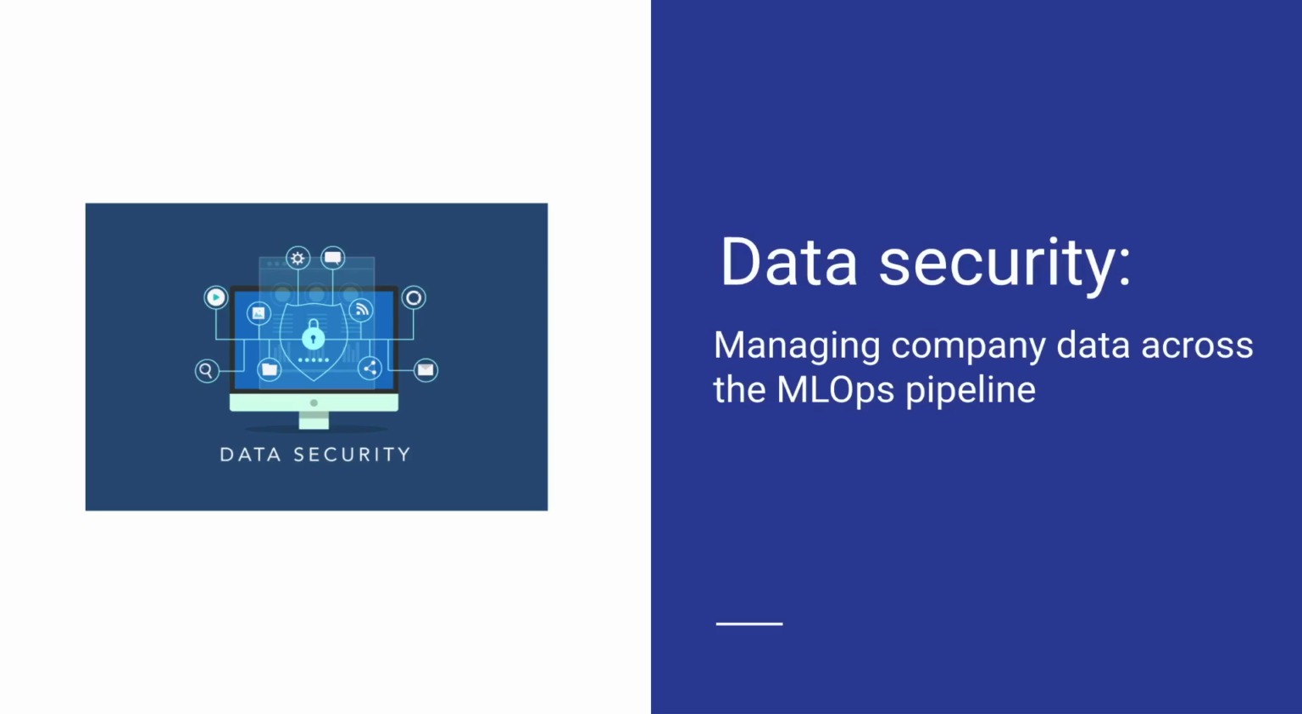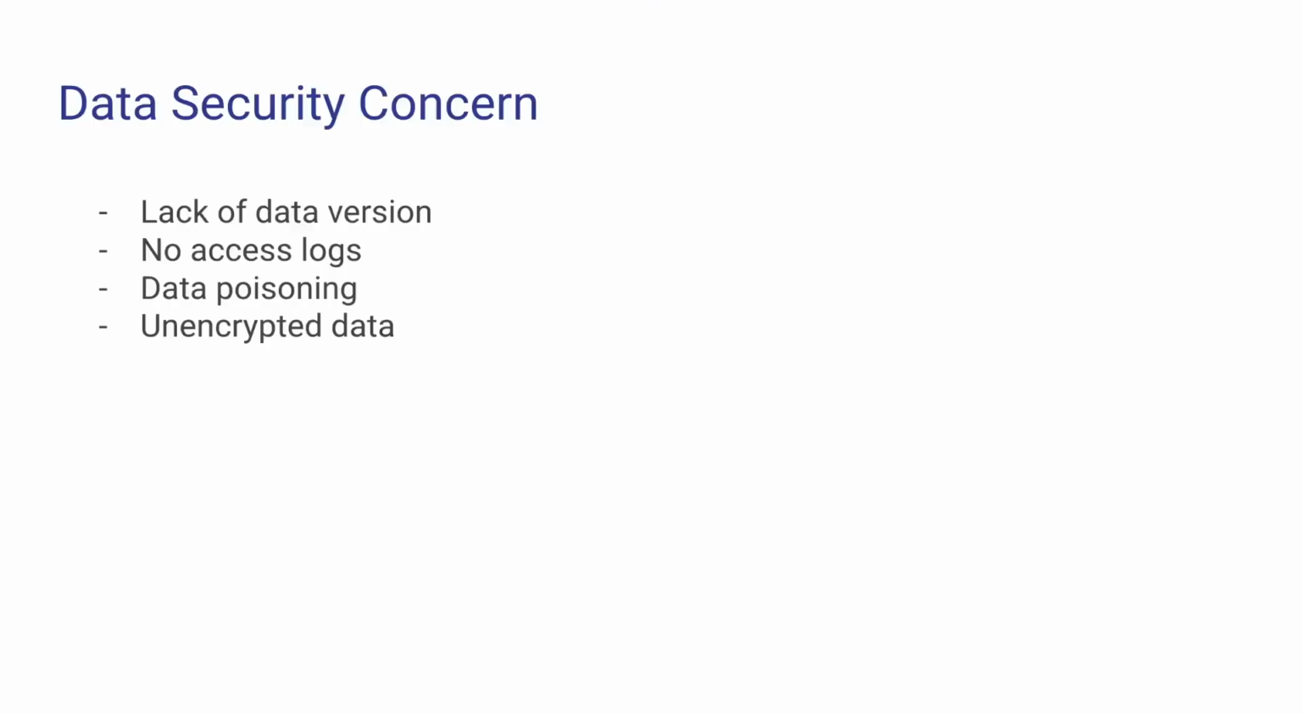So it's really important that these data security concerns are addressed as well. And what are some of these concerns, as you may ask? Cases like access logs, data poisoning, unencrypted data, and lack of data versioning. These are concerns which need to be addressed from the onset when designing ML systems.